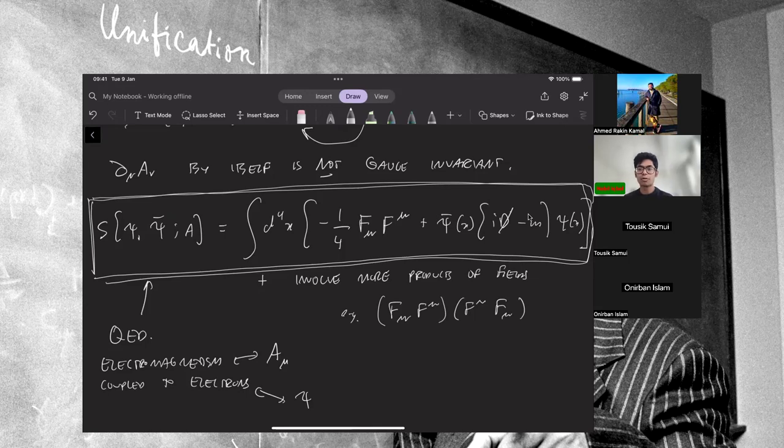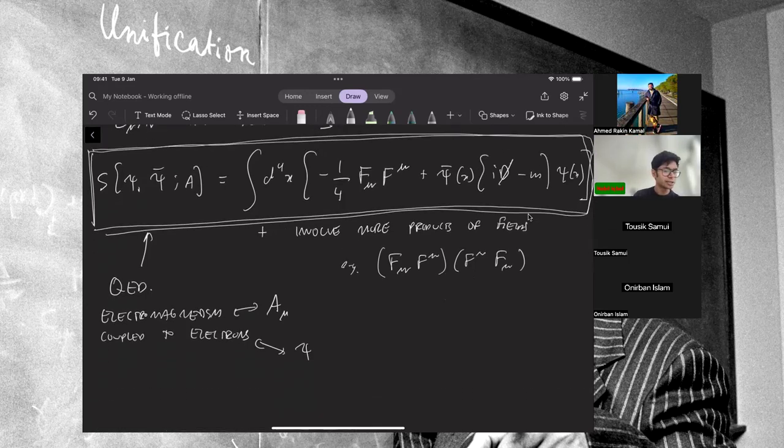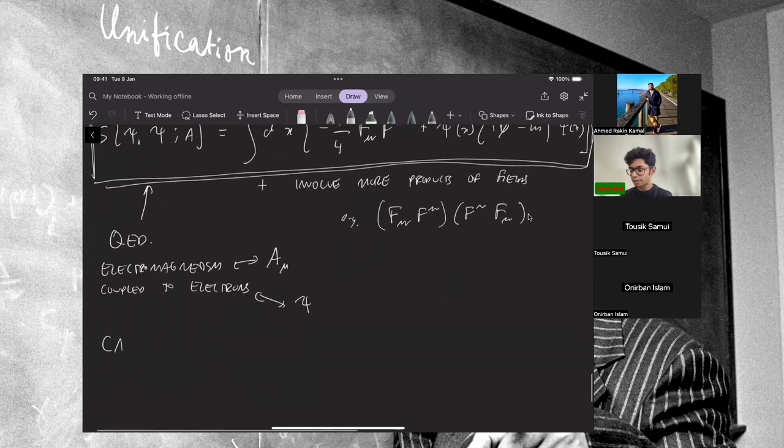So, for example, here's the sort of thing that's important from gauge invariance. We cannot write down a term like plus m squared A mu A mu. For example, a mass term for the gauge field. We cannot do that, right? Because this term is not invariant under gauge transformations. So this term is forbidden by gauge invariance.